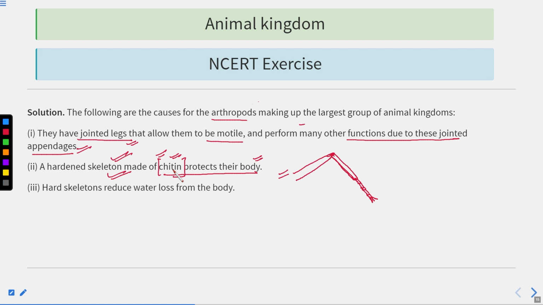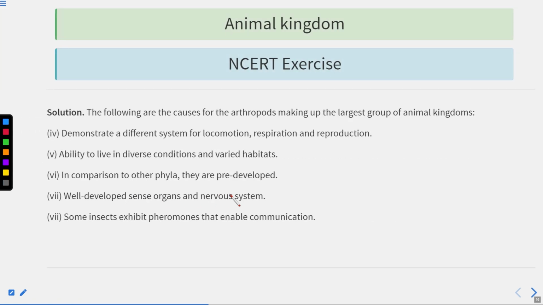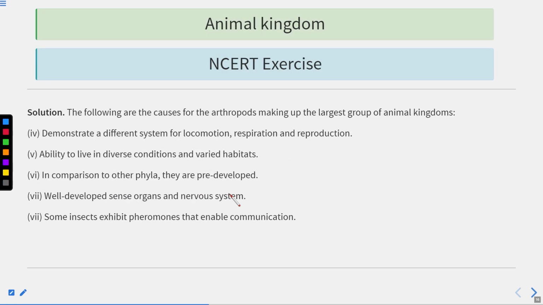This can reduce the water loss from the body. So these are some of the characteristics that make them the largest type of organism. Now, the following are the causes of the arthropods making up the largest group. Apart from those three, they demonstrate a different system for locomotion, respiration, and reproduction. They have different systems for this, and this is very unique for this particular phylum only.